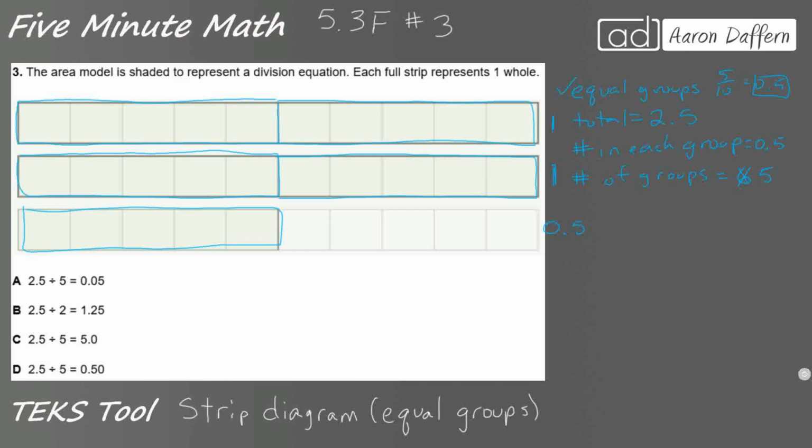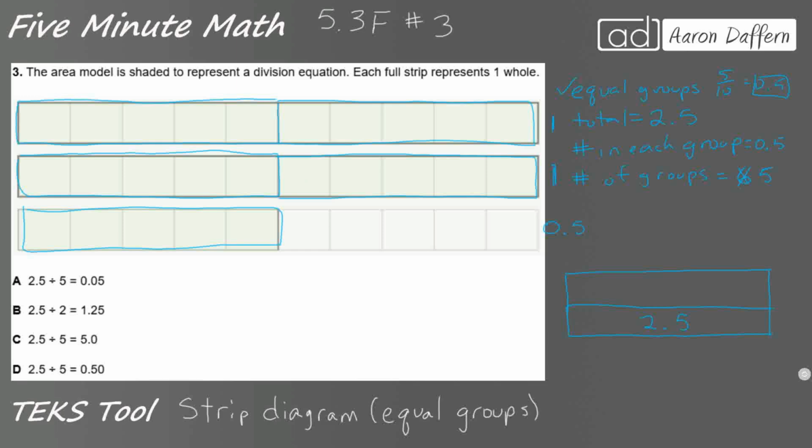So let's think of it like this. I'm going to draw my strip diagram like this, giving myself plenty of room. I'm going to put my total down on the bottom. What do we say our total was? Right, 2.5. The total can be on the bottom, or it can be on the top. It could be a bar or it could be a line. There are a lot of different ways to show it.